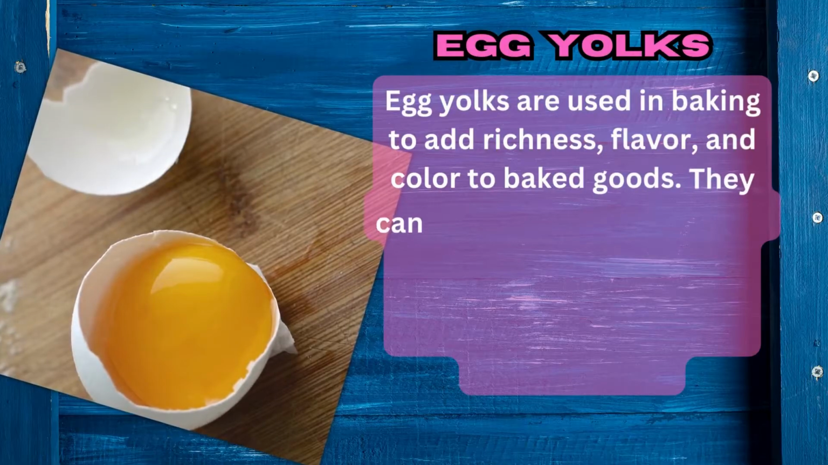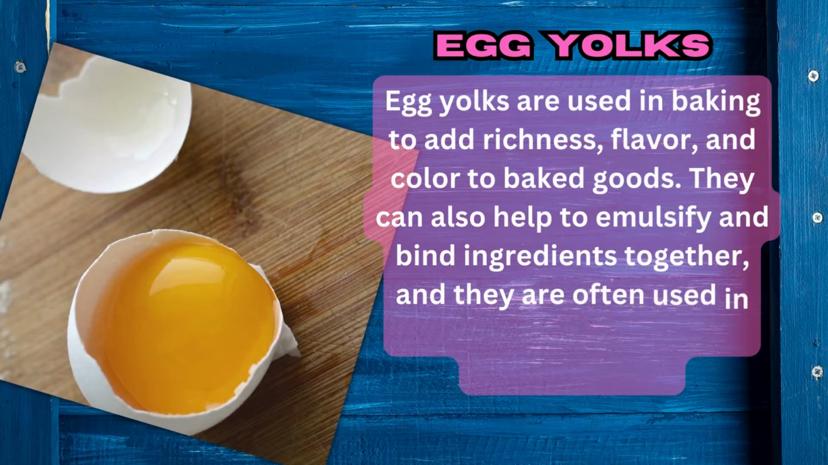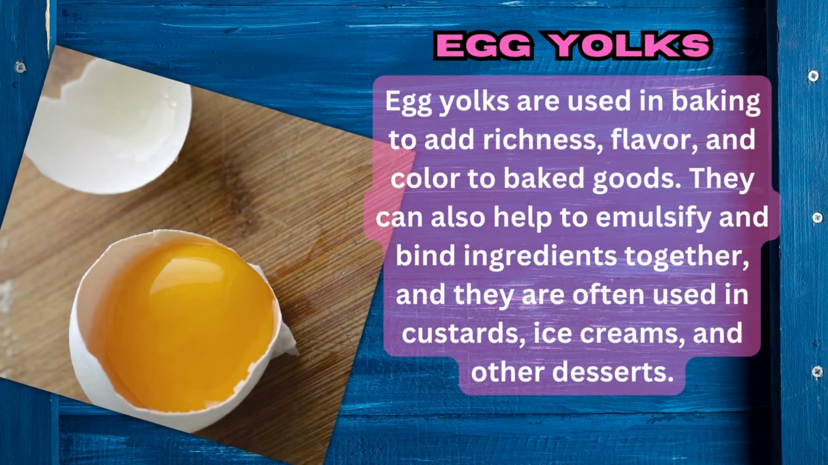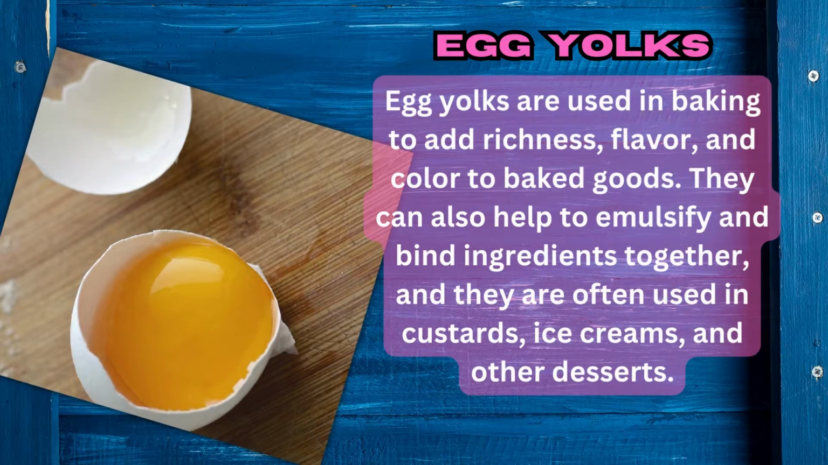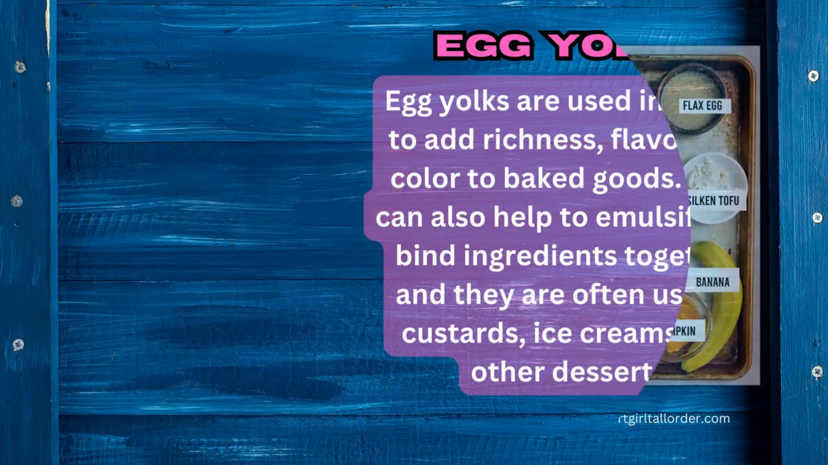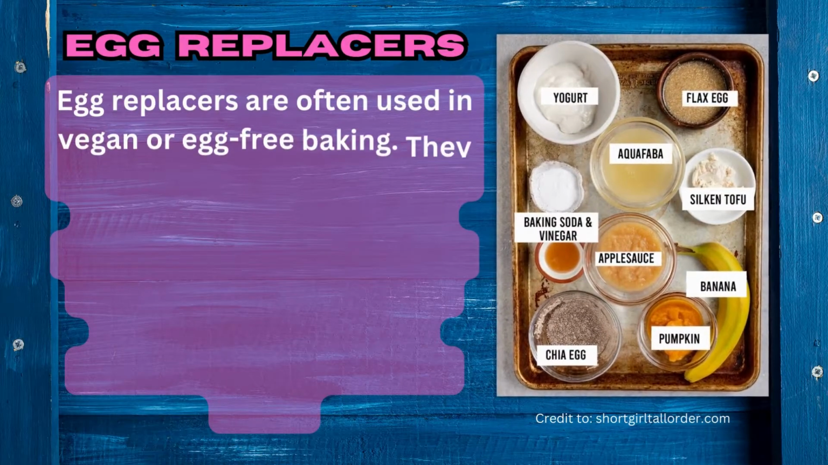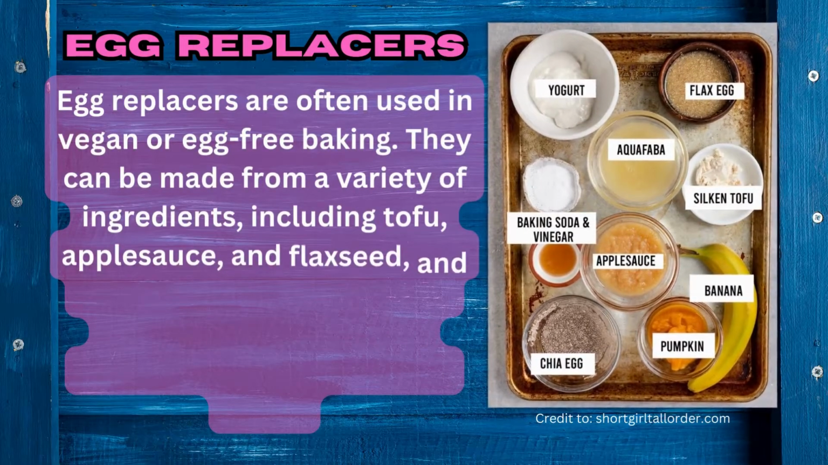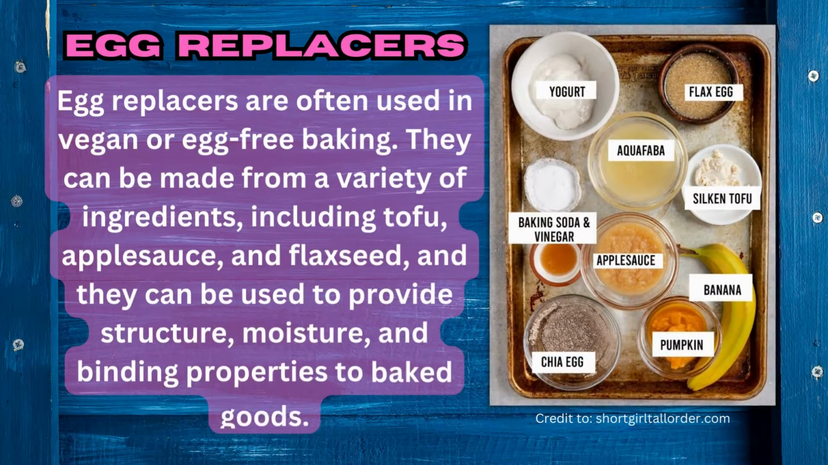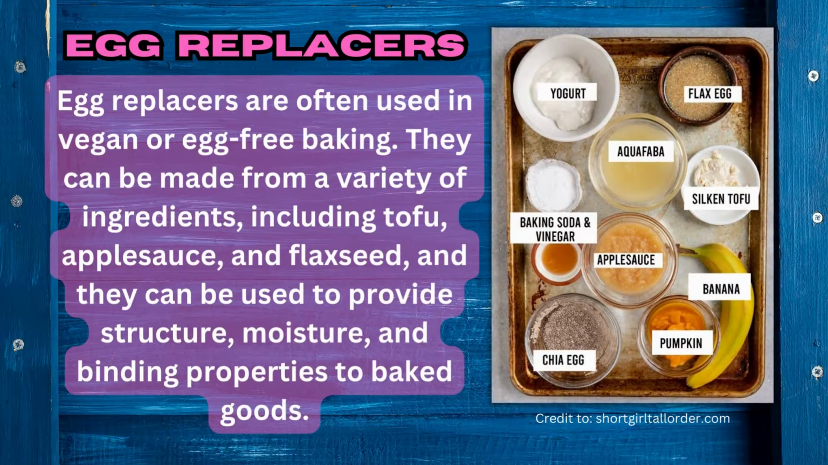Egg yolks are used in baking to add richness, flavor, and color to baked goods. They can also help to emulsify and bind ingredients together, and they are often used in custards, ice creams, and other desserts. D. Egg replacers. Egg replacers are often used in vegan or egg-free baking. They can be made from a variety of ingredients, including tofu, applesauce, and flaxseed, and they can be used to provide structure, moisture, and binding properties to baked goods.